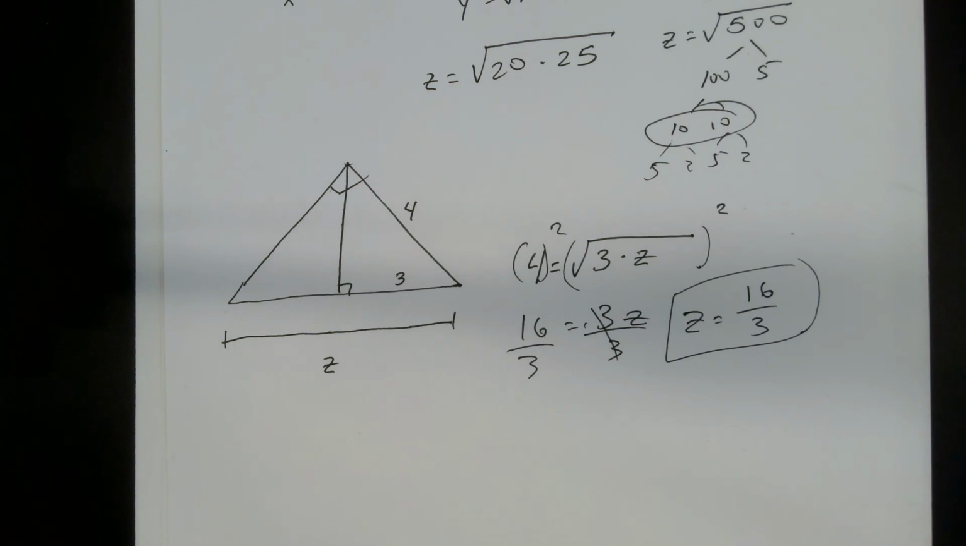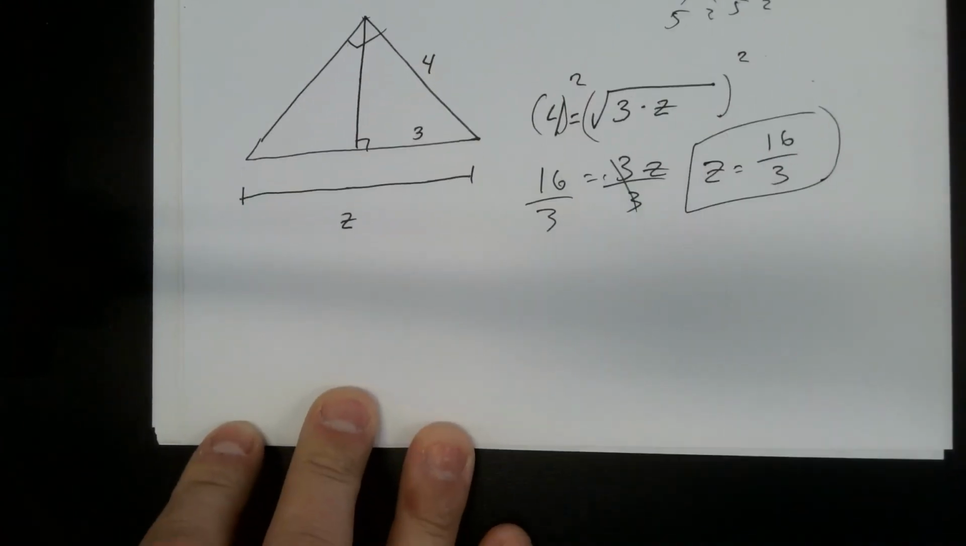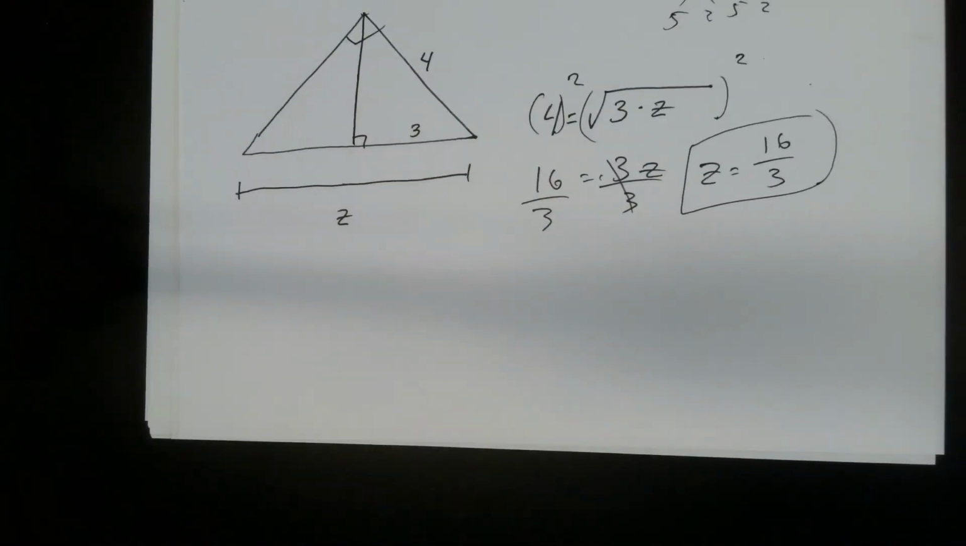Look up here with me again. You just have to identify, first off, am I using the leg theorem or the altitude theorem? This is the leg theorem. They don't ask for the altitude, they don't give us the altitude, so we're not using the altitude theorem. We're definitely using the leg theorem. Okay, let's do another one.